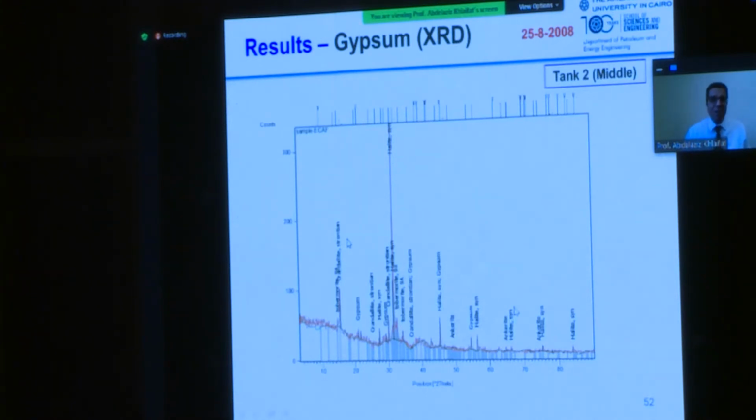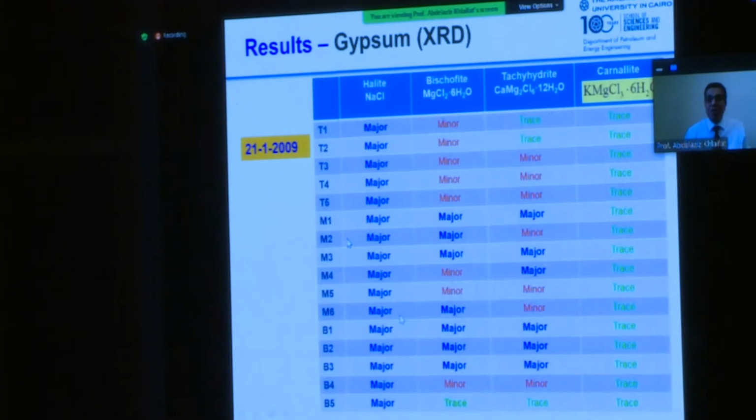These were taken and XRD was carried out. And of course, it showed peaks for gypsum and for other minerals. And when we look at the chemicals that are most important for, let's say, the potash industry, it is halide, which is converted later into bischofite through evaporation. And at the end, they get their needed source material, which is carnallite.